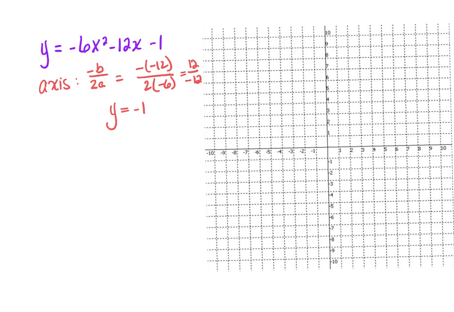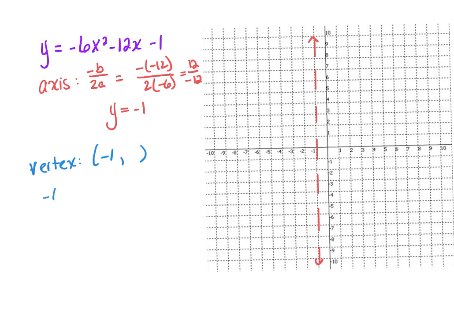Remember, we dash that to indicate it's not part of our graph. It's just helping us to graph the other pieces. So we're going to graph that right there. The next thing we do is to find our vertex. So we take that negative 1. That's going to be the x value of our vertex. So we know we're going to have a negative 1 there.